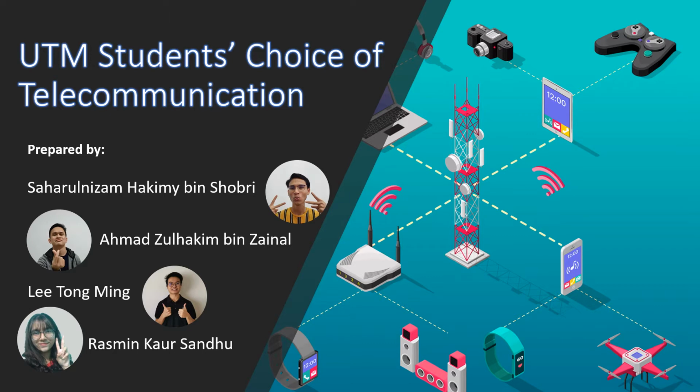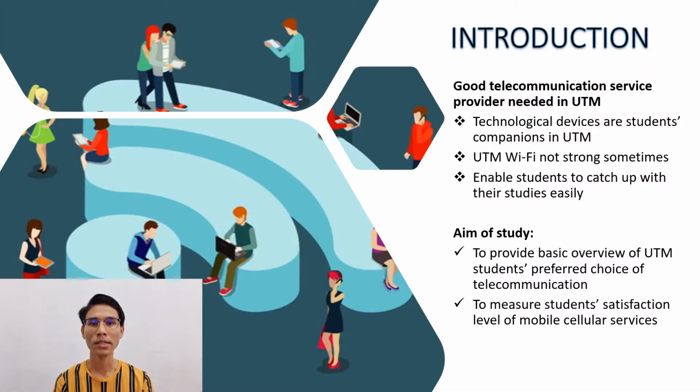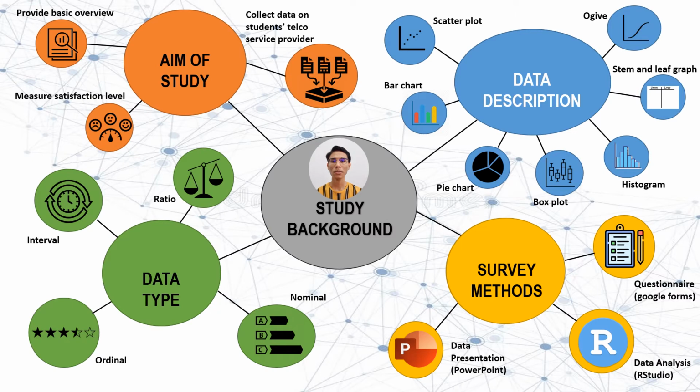Next, we will be presenting to you the case of our study, which is UTM students' choice of telecommunication. The purpose of our study is to provide the basic overview of UTM students' preferred choice of telecommunication and also to measure the level of satisfaction of mobile cellular services. Now, I will tell you about the background of our study. For the aim of our study, I have explained before, and this is the summary.